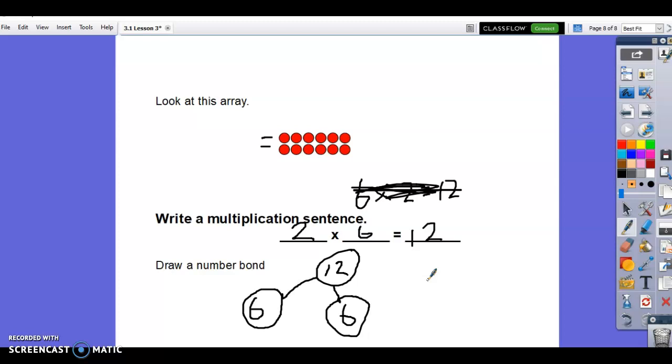Okay? Great job today, friends. I'm so proud of you for working so hard this week. We have learned a lot of new things. We've learned about multiplication for the first time. We've learned about arrays. We've learned that the X means groups of. And today we learned that these right here, the 2 and the 6, are called factors. And the factors represent the number of groups and the size of groups.